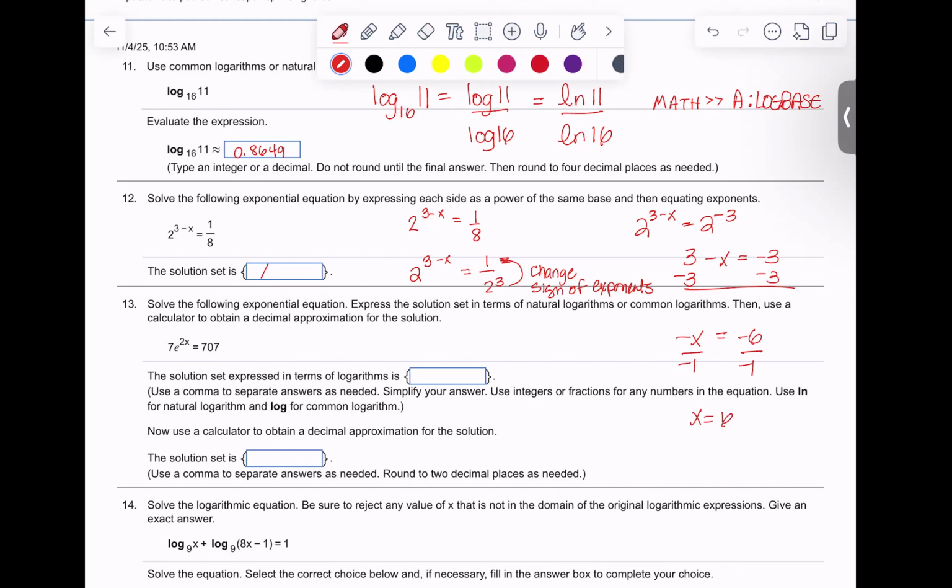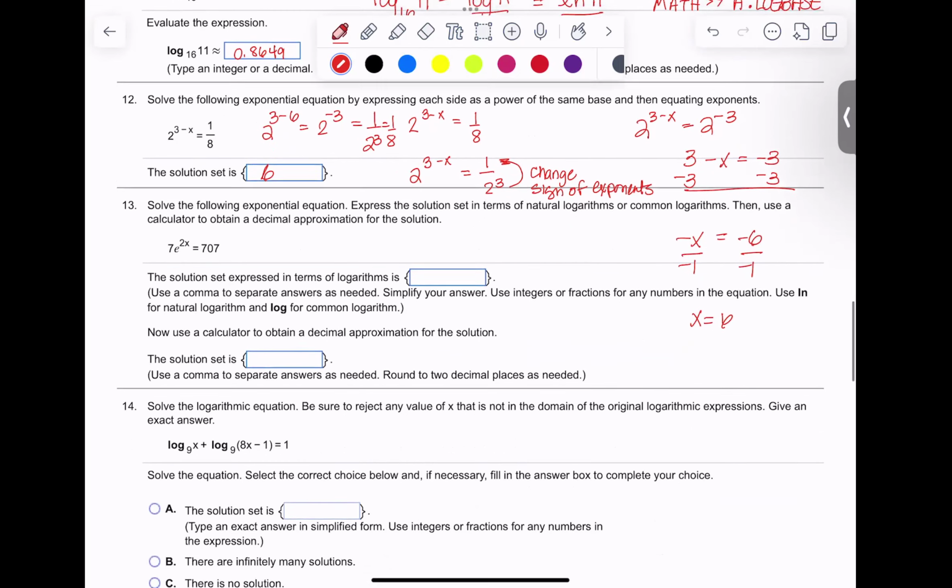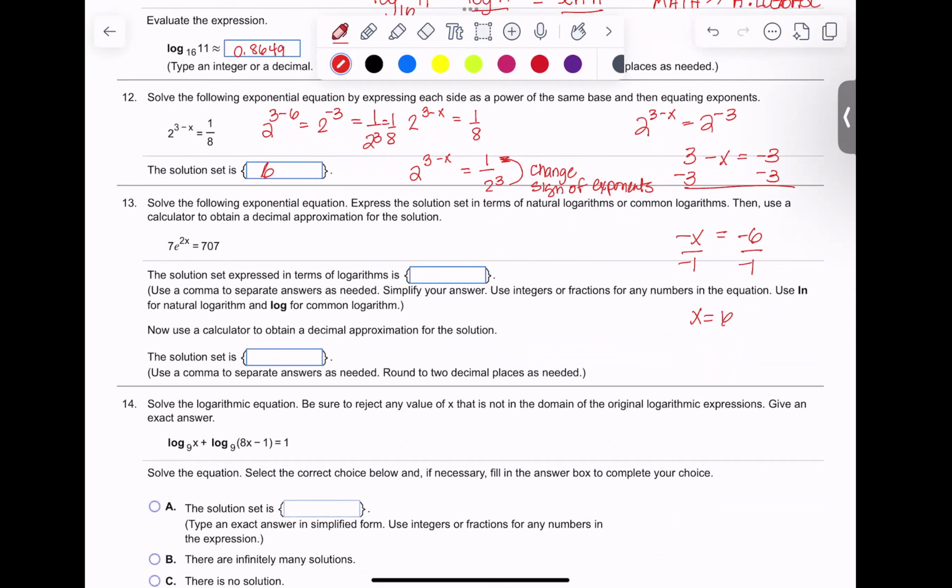I am going to check that. So I have 2 to the 3 minus 6 is 2 to the minus 3. From the laws of exponents, that's 1 over 2 to the third, which is 1/8. So the solution is 6. All right, the next problem. Your rules for solving exponential equations by taking the log of both sides says that you have to isolate the x.